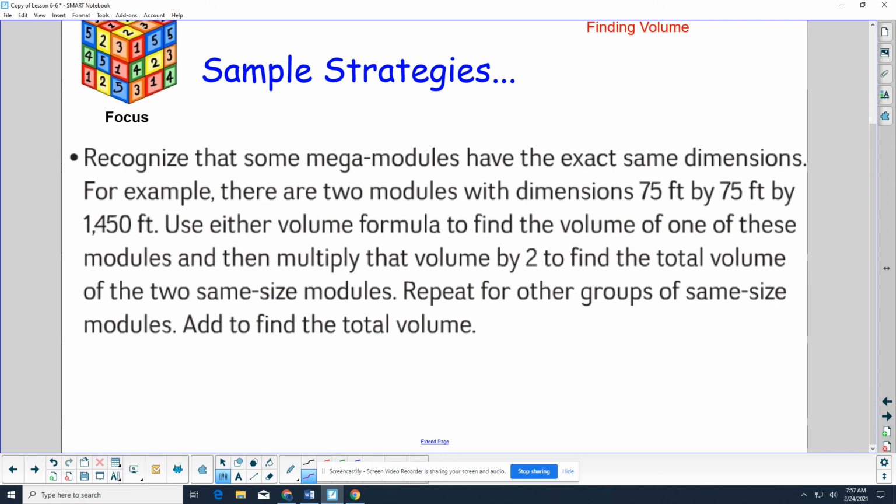So basically that's saying if you know that there are 2 or 3 sides that are exactly the same, you could just multiply that volume by 2. If there's 2 of them that are exact same, you could multiply it by 2 and add it into your total volume.